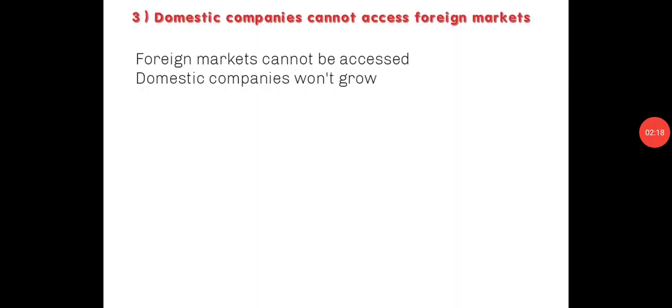Third demerit of protective trade policy is domestic companies cannot access the foreign markets, as there are high restrictions in place from the part of the domestic government as well as the foreign governments. So as the restrictive trade policy is in place all across the globe, the domestic firms cannot export. They cannot access the foreign markets, as the restrictions are in place.